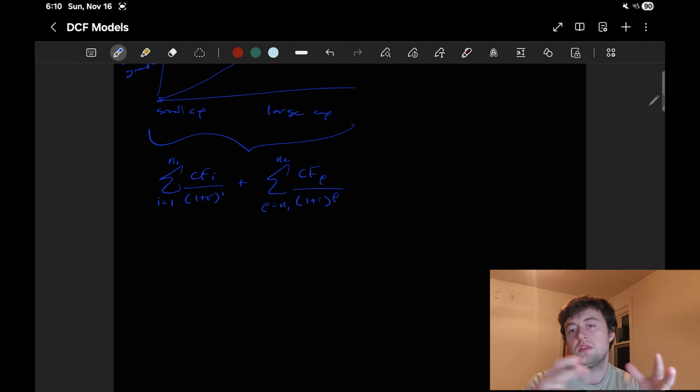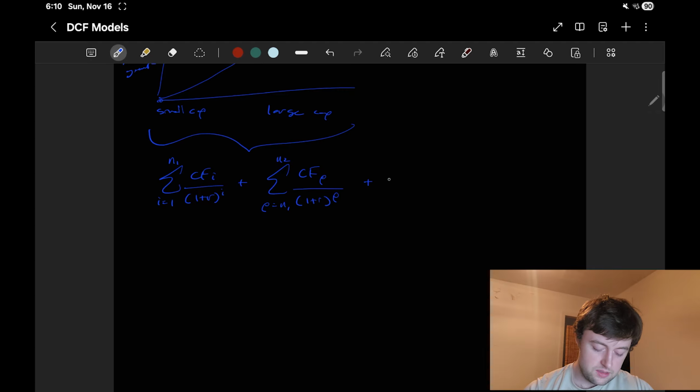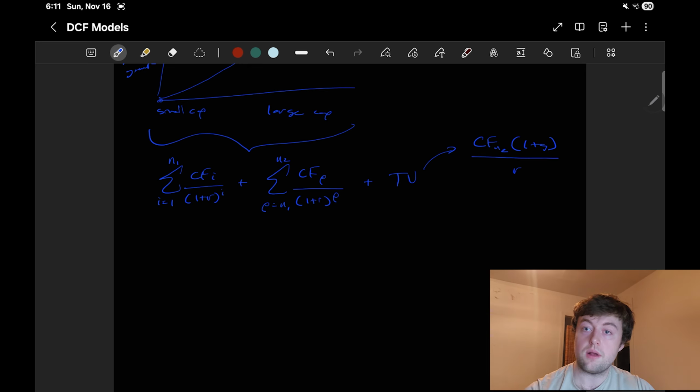We can split up these cash flows into different segments, and then at the end, we add what's called a terminal value, where our terminal value is usually an estimate of, for example, we maybe take our cash flows at the end. So let's say at N2, and we might want to take this and multiply it by 1 plus the growth rate, whatever that is at the terminal value to get the next period, and then we're going to divide it by our discount rate. Yeah, that's pretty much how that works.